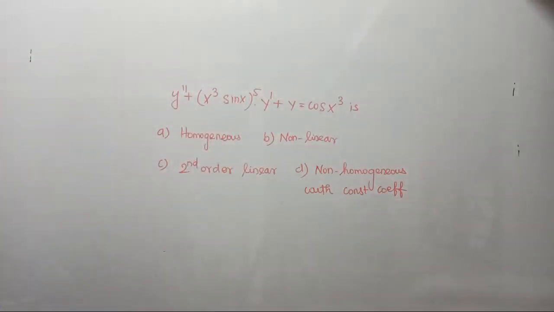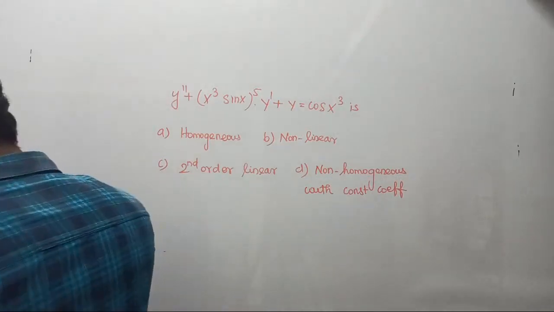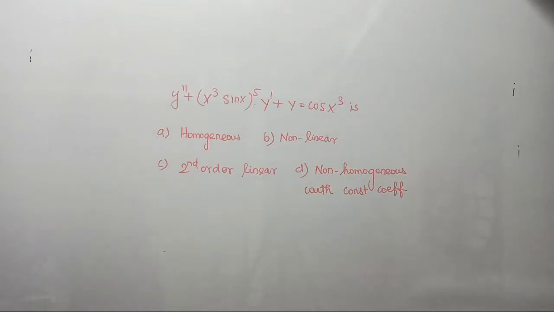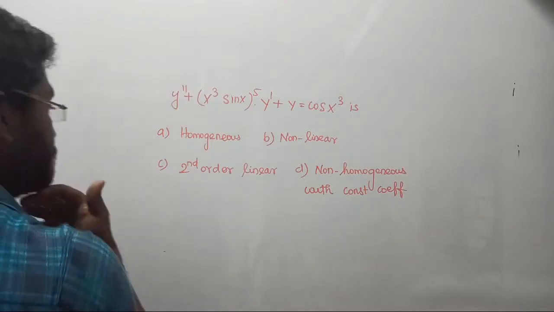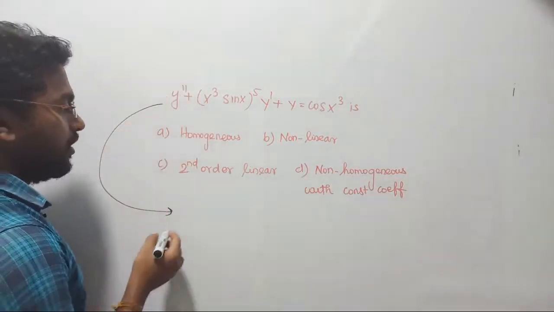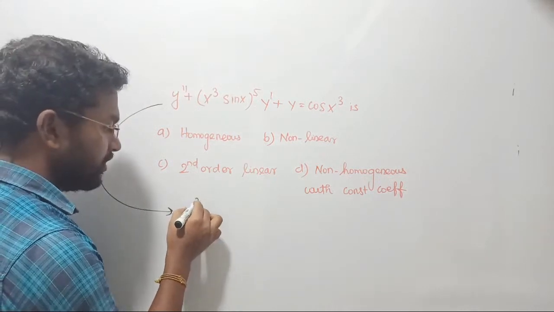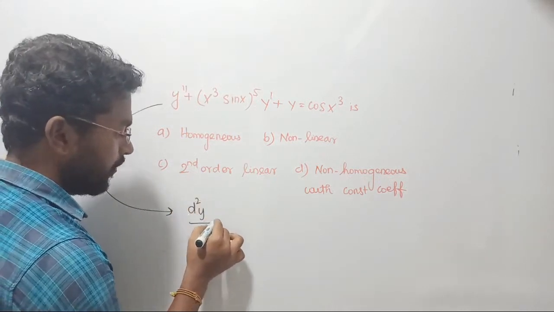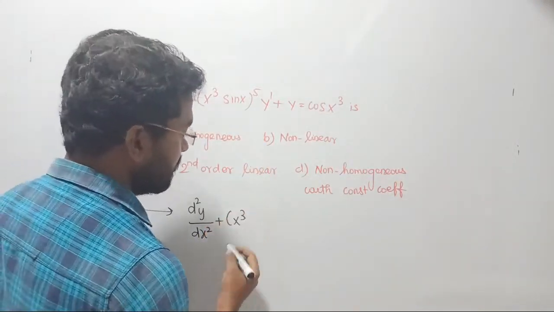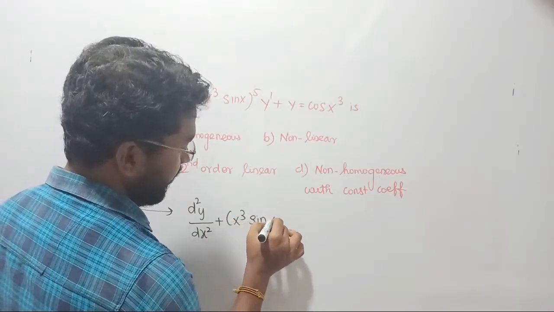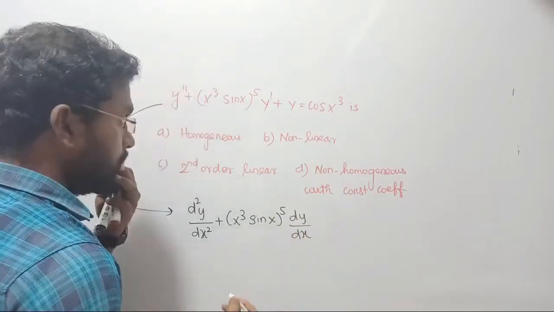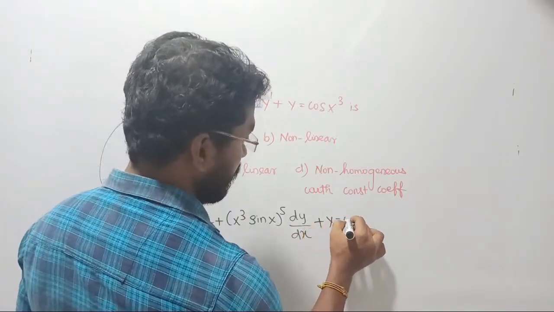Can you please figure out the answer for this one? Can anyone? Someone said option B, Meenakshi ma'am, right? What about others? Can you please post the answer? What does y double dash mean? Let's illustrate this. y double dash we can write like this, d square y upon dx square. Second, y dash is dy by dx. With this they are considering some coefficients, independent variables, x into sin x whole power 5 into dy by dx. Plus next they are considering y is equal to cos x cube.